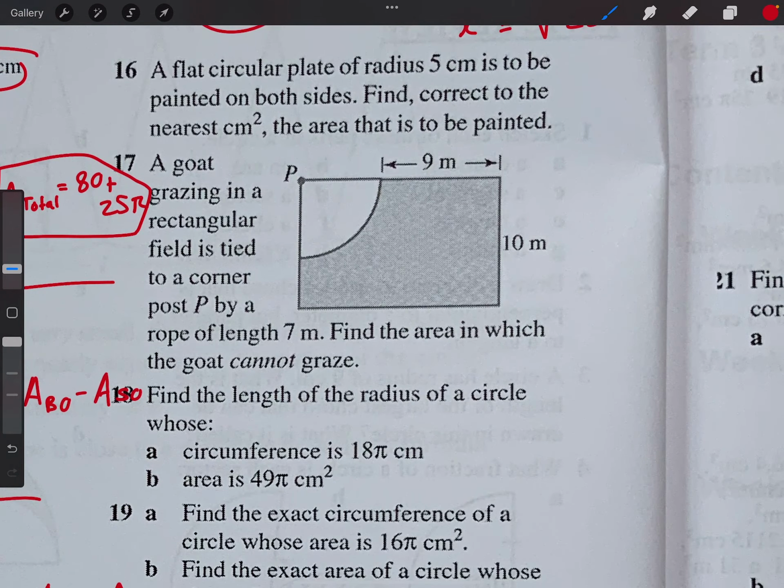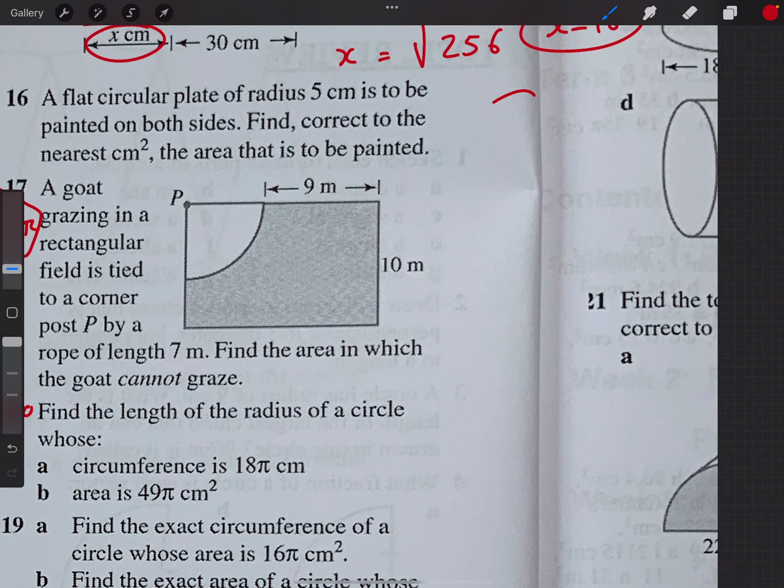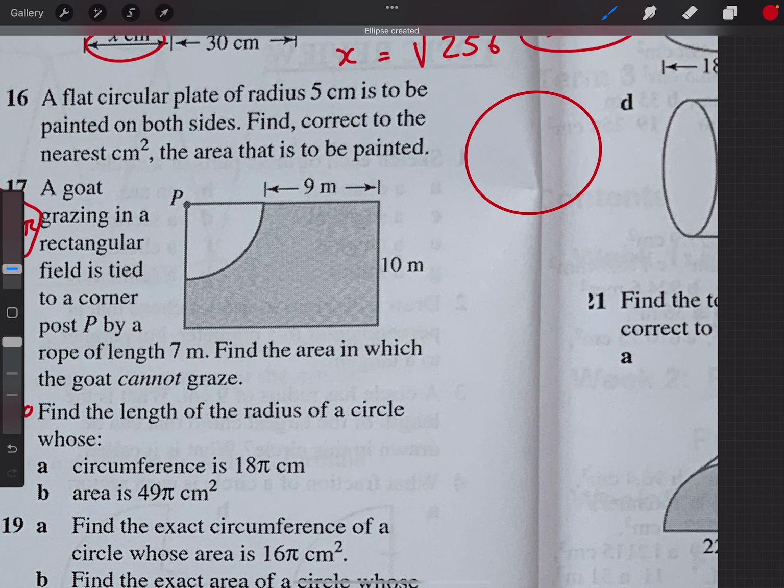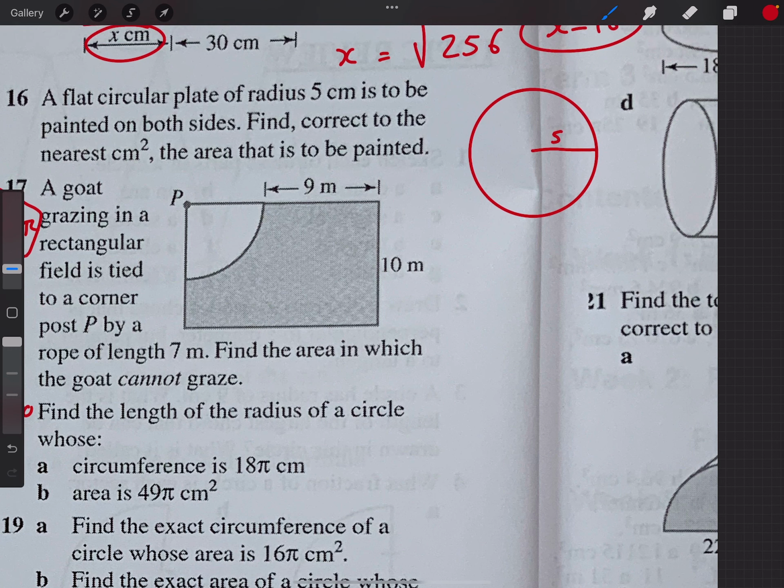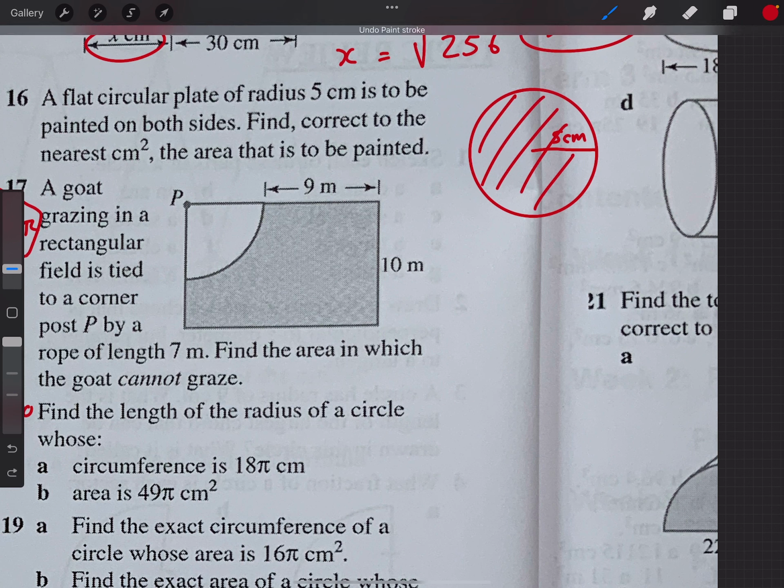Okay. Question 16. A flat circular plate of radius 5 centimeters is to be painted on both sides. Okay, so I'm just going to draw that. It has a radius of 5 centimeters. Find, correct to the nearest centimeter squared, the area that is to be painted. So to find the area of this plate, we have to find the area of one side and then multiply by 2 because we're painting both sides of this plate. Okay, that's all we have to do, and you can do that on your own.